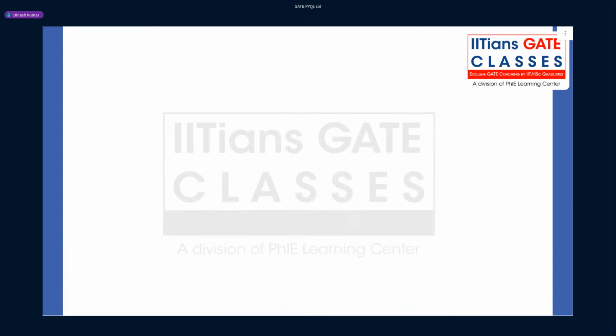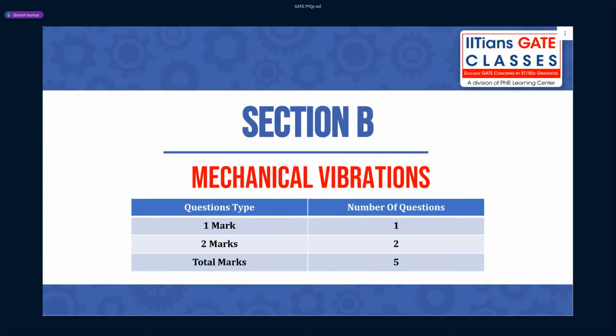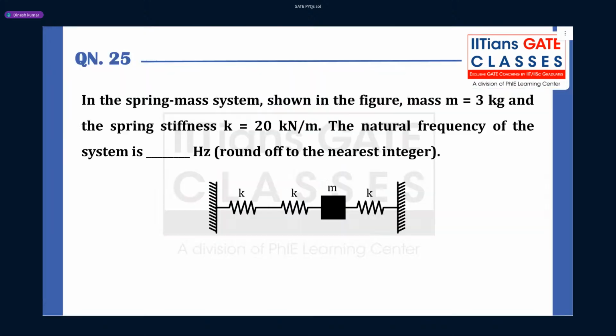So there were only 3 questions in 2018. Now we'll move to the 2019 paper. So in the 2019 paper for the mechanical vibration part, there are a total of three questions, one question for 1 mark and another two questions for 2 marks. So the weightage here is 5 marks. Okay, so let's see the first question and what it says.